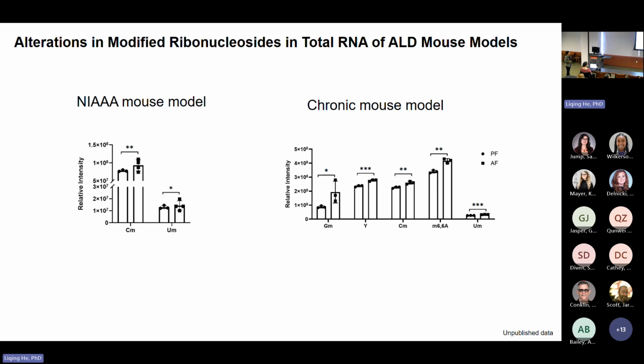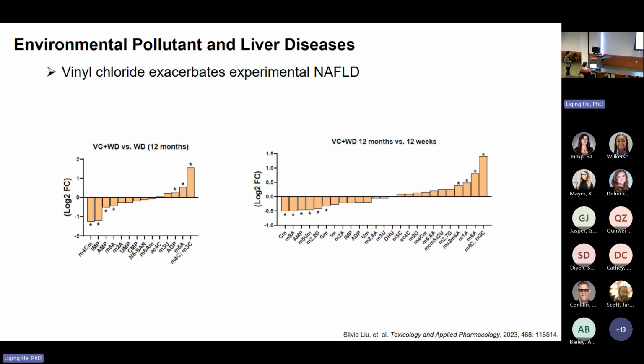In addition to ALD, we also found modification changes in non-alcoholic fatty liver disease. We previously treated mice with a wild-type diet or a high-fat diet. And in the first 12 weeks, we treated the mice with the wild-type diet along with vinyl chloride. And we found that vinyl chloride can exacerbate non-alcoholic fatty liver disease.